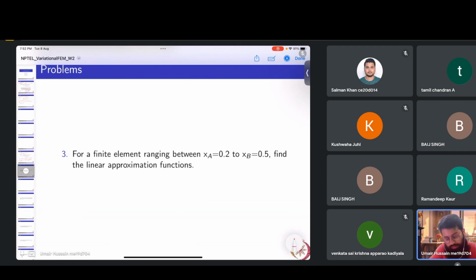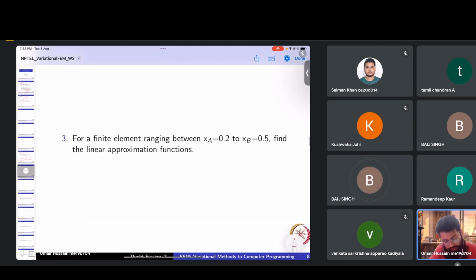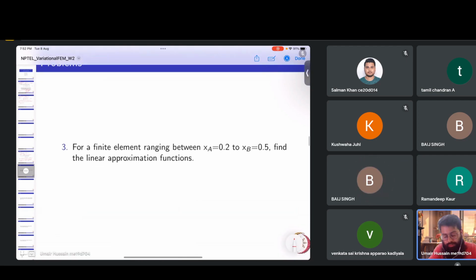Okay, so in this exercise we'll try to derive the approximation function, or the shape function that we call, for any random element. So we are given an element here, x equals 0.2 to x equals 0.5. So how do we do that? Does anyone have any hint?